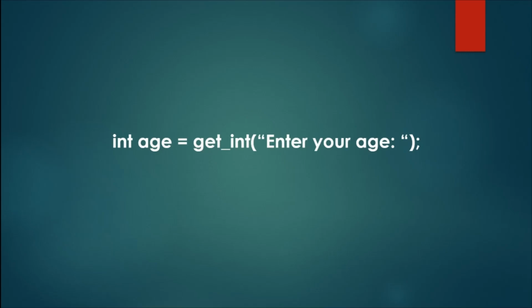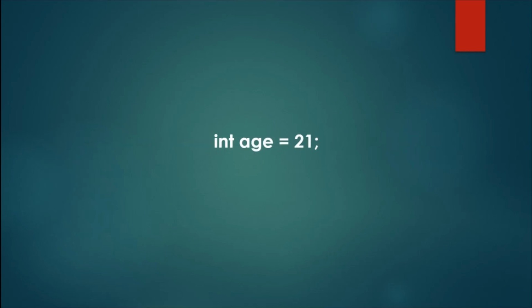The function getInt is going to prompt the user for their age, and then wait for them to enter it. Then this function will return or hand you back that value. So if the user enters 21, for example, you're going to get essentially the same thing as int age is equal to 21. 21 is the so-called return value of the function if the user enters 21.